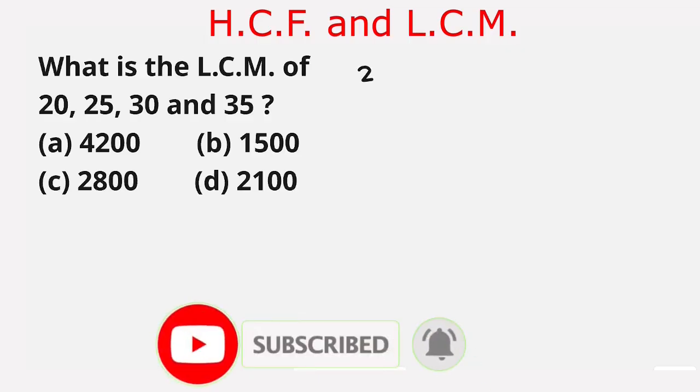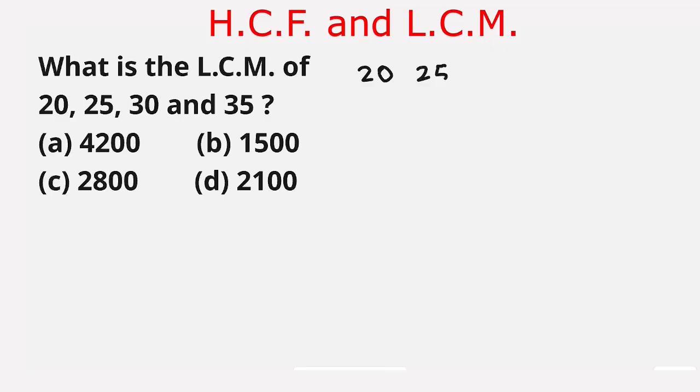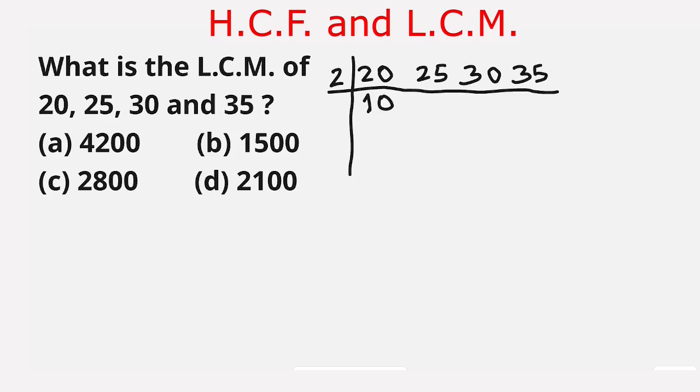We have to find the LCM of 20, 25, 30 and 35. We are solving this question by common division method. As we find that 20 and 30 are divisible by 2, so we divide them by 2. On dividing 20 by 2, we get 10 as quotient. We write 25 as it is not divisible by 2. We divide 30 by 2 and we get 15 as quotient. And we write 35 as it's not divisible by 2.